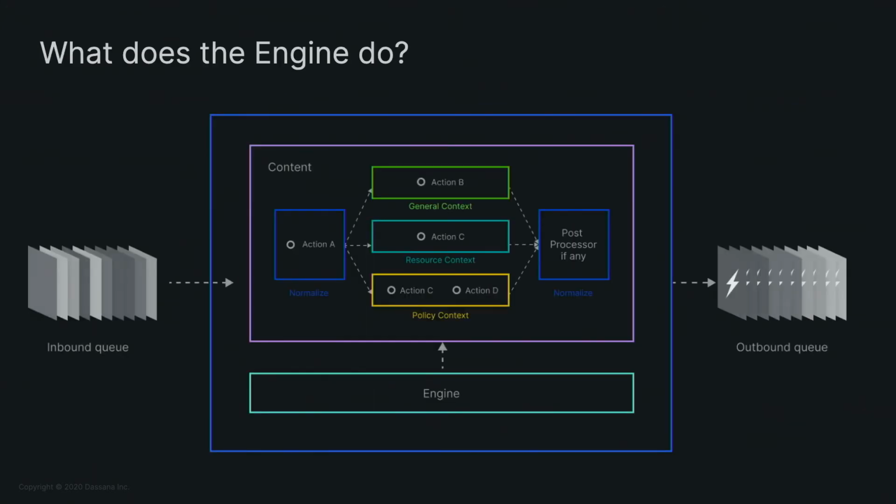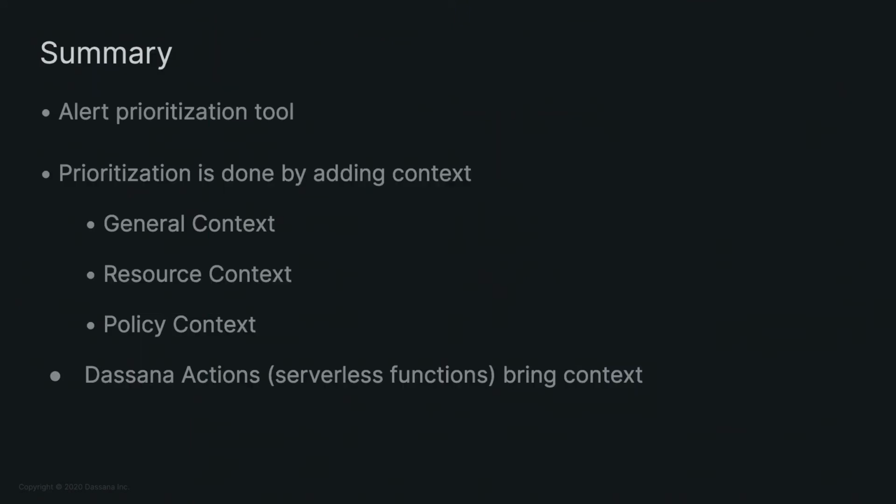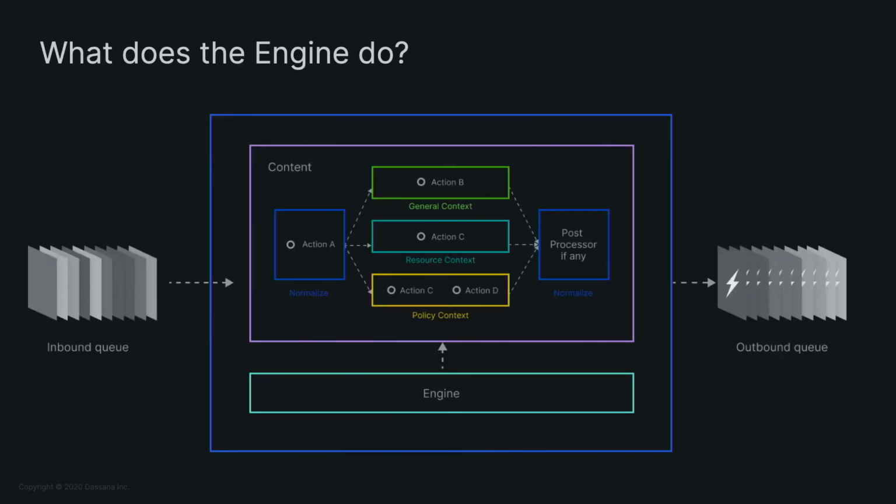Now, this is just an example of what the content really looks like. We have normalization, which is a part of our content, and then we have general context, resource context, policy context, and when I give you a demo, it will become clear what these things are. So with that, let me give you a quick demo.